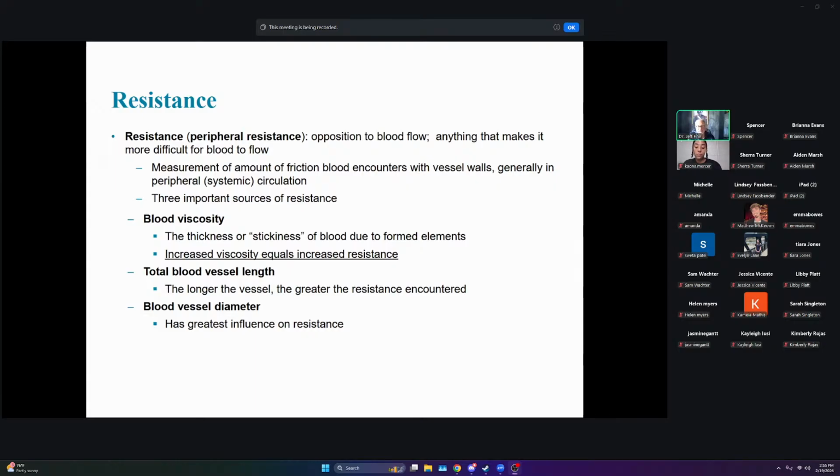Now, resistance, specifically called peripheral resistance, because it's outside around the entire periphery of the system, is anything that slows down blood flow or makes it harder for blood to move throughout the arteries and veins. There are three primary sources of peripheral resistance, things that can slow blood flow down. The first one is viscosity. Viscosity is simply thickness.